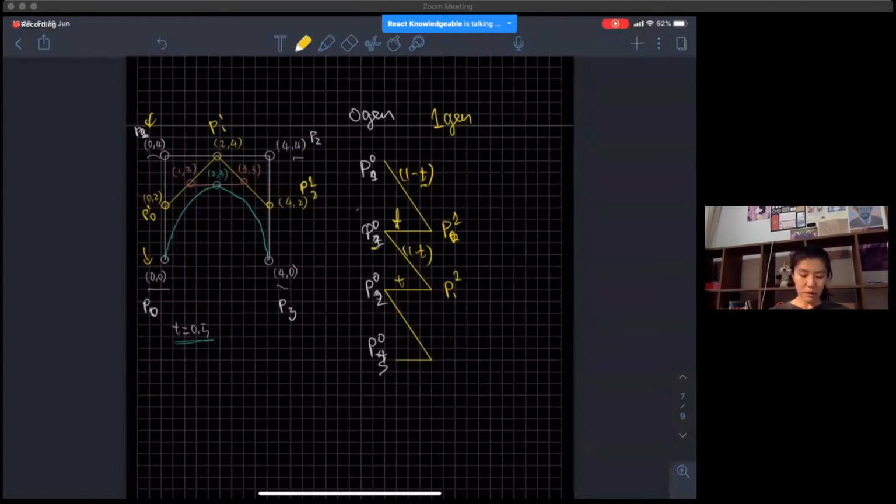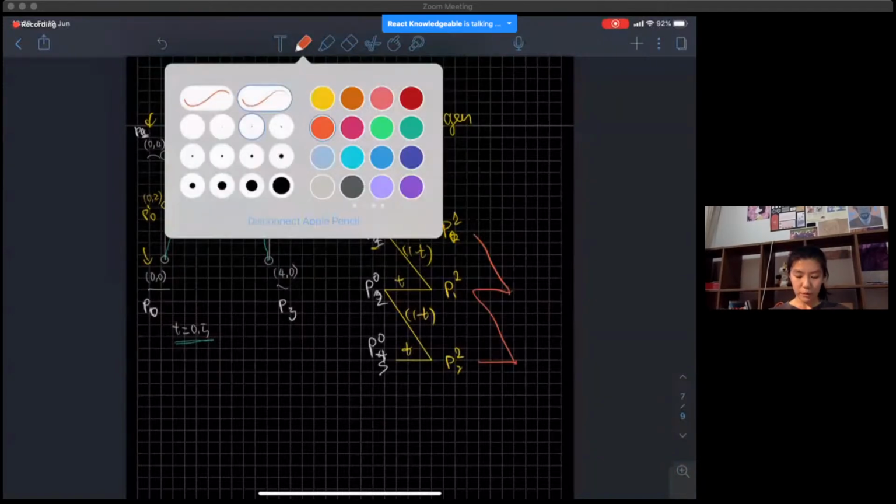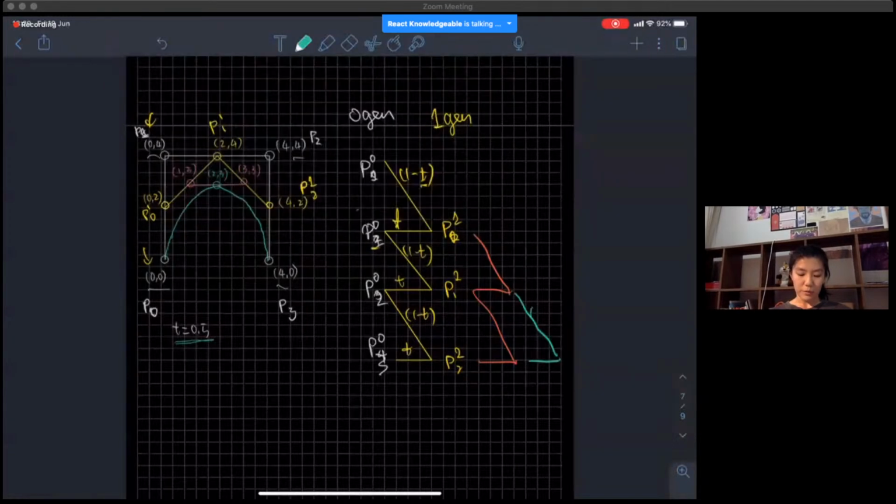And then how do we get the third generation of points? We're doing something very similar here. And then for the final point, we're multiplying by 1 minus t and t. And we get our final point on the curve.